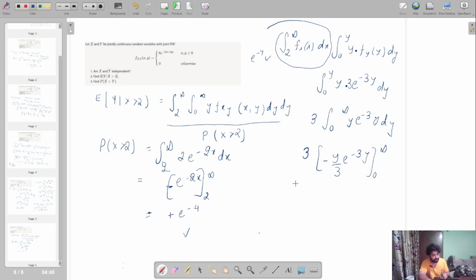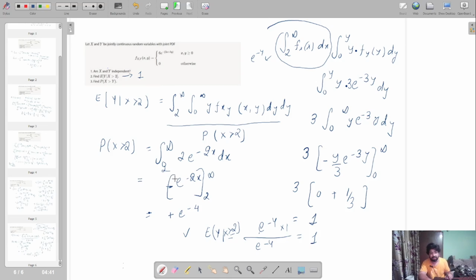If I substitute this, we will have 0 here, and then also minus 1 by 3. If we solve this, we have 1 here. So now we have our numerator as e^(-4) times 1, and our denominator as e^(-4), and this is for y given x greater than 2. So in this case we will have the solution as 1. So I can say E[Y given X greater than 2] equals 1.